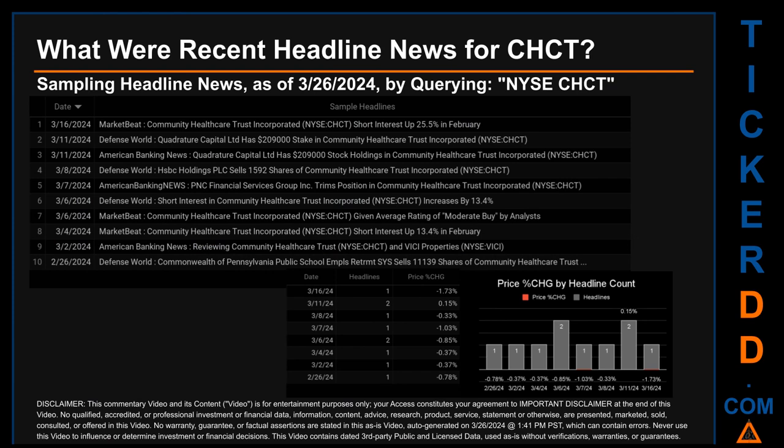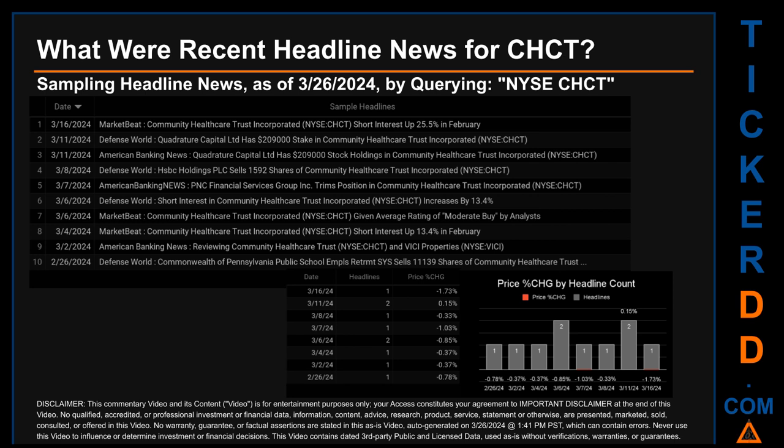The latest publication was Saturday, March 16, 2024, when MarketBeat published the headline that read, Community Healthcare Trust Incorporated short interest up 25.5% in February. The oldest publication was on Monday, February 26, 2024, when 1 month ago, Defense World published the headline that read, Commonwealth of Pennsylvania Public School EMPL's Retreatment SYS sells 11,139 shares of Community Healthcare Trust.